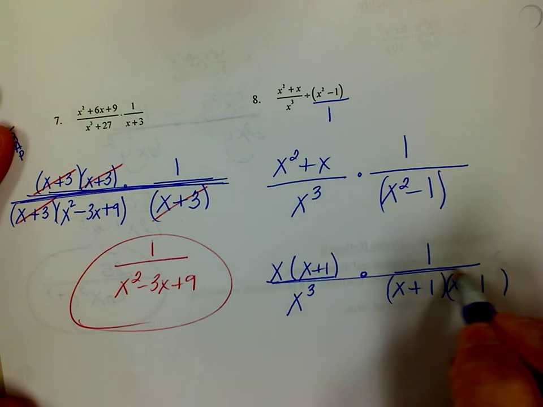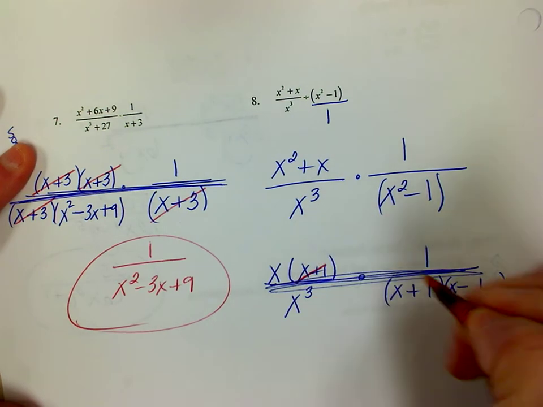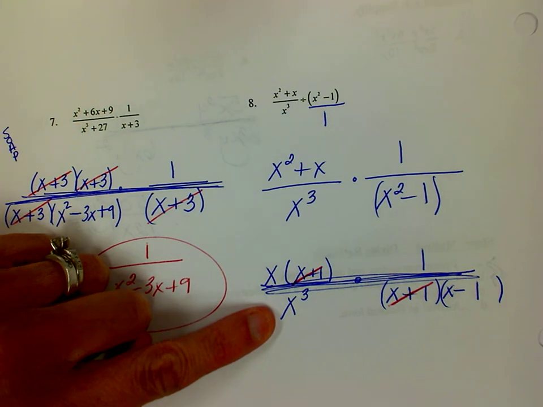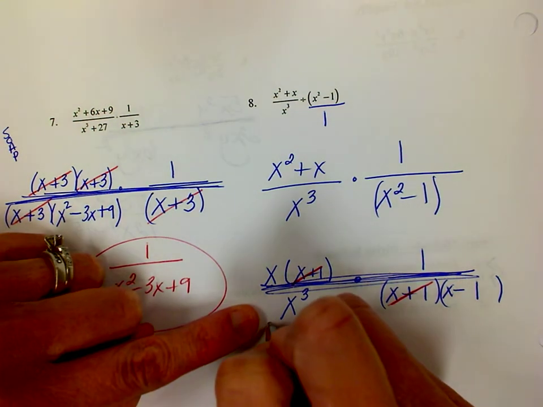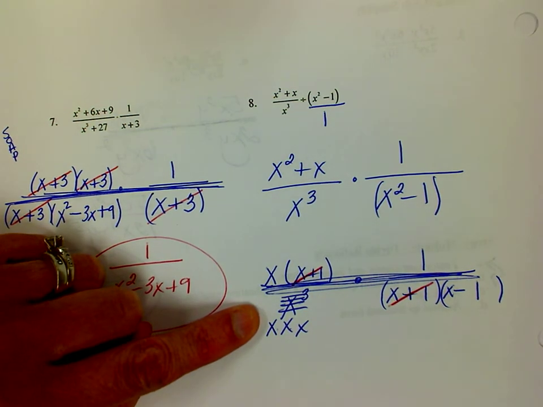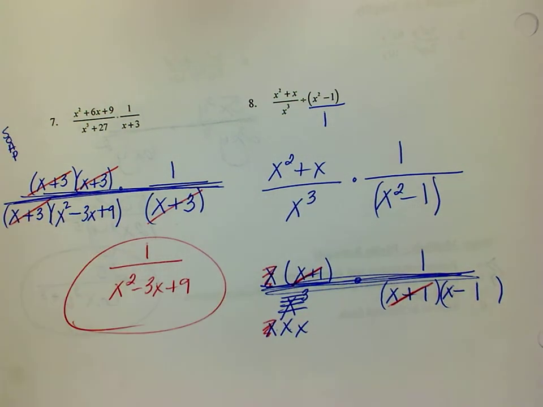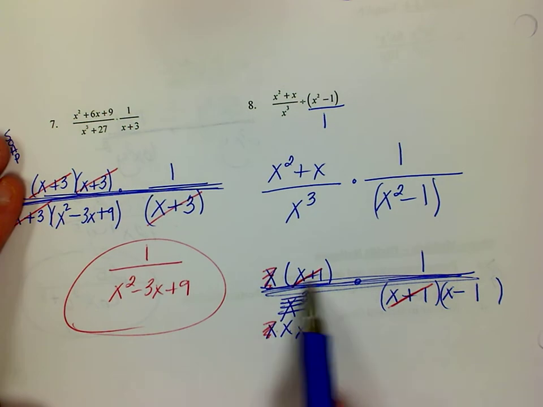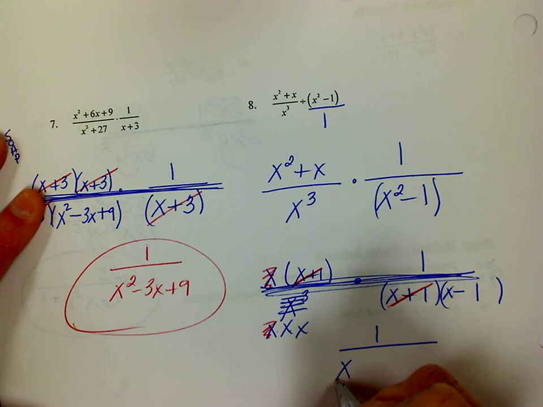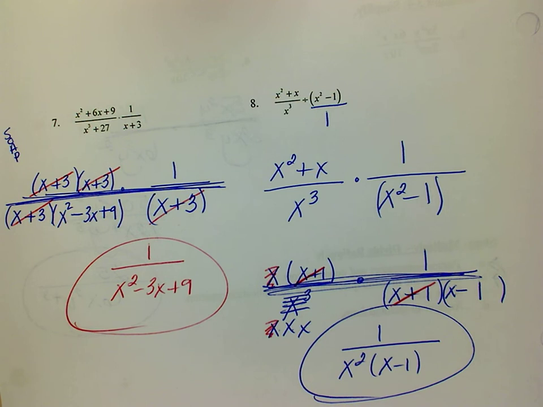And then you're going to multiply straight across to get one fraction, and now you're going to cancel. X plus 1s can cancel. Let's see, I have 1x here, and I technically have 3 down here, so it kind of looks like this, x times x times x. So I can cancel out one of these with one of these, and that's all I can do. So in the numerator, I just have 1. In the denominator, I have an x squared, and then an x minus 1. So that's my answer to number 8.